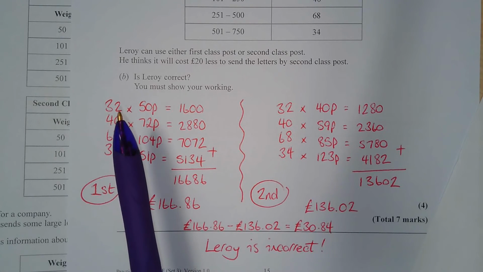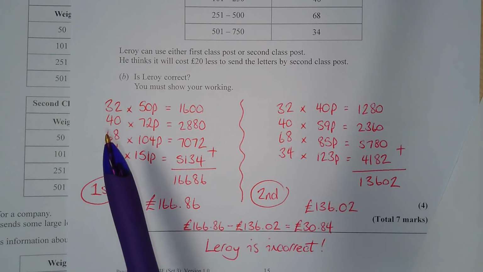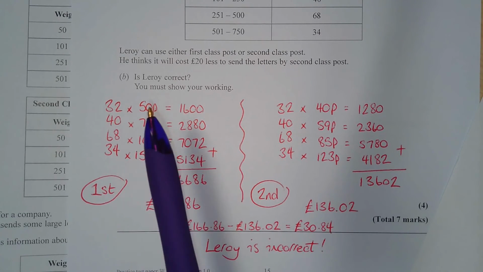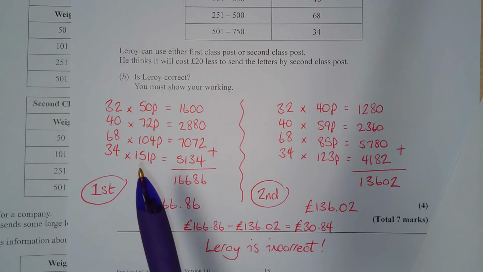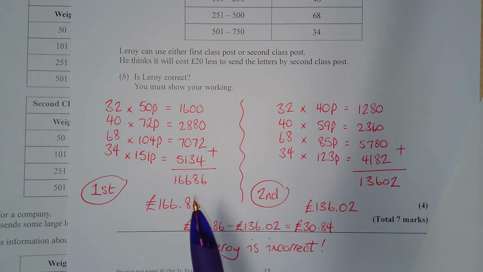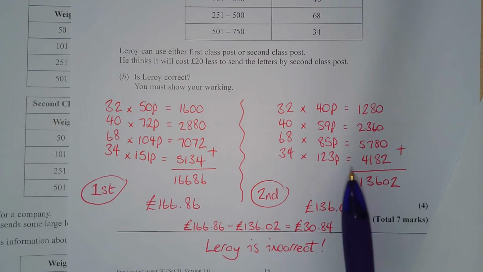So he's got 32 of the light letters, then he's got 40 that are a bit heavier, he's got 68, and he's got 34 of the heaviest. These are all the costs that are in the first class table, so they're all the costs for sending first class. We get a total in pence and then in pounds of £166.86.